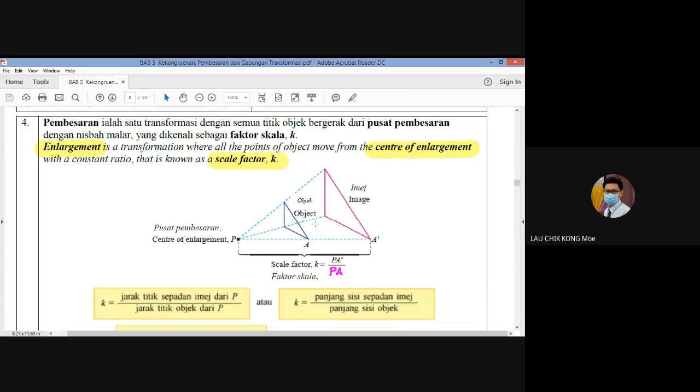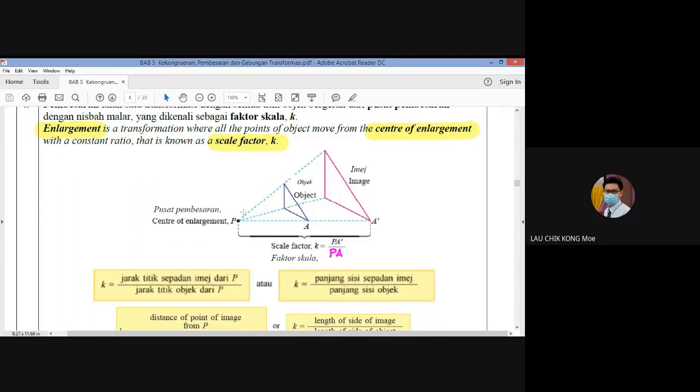Less than 1 means maybe we have a fraction, 1/2, 1/3. Kalau besar jadi kecil, dia punya faktor skala pecahan lebih kecil daripada 1. Kalau objek kecil, image besar, kecil jadi besar, faktor skala dia lebih daripada 1. Okay, nanti kita akan tengok lagi ya. Okay, so this is an example of center of enlargement. Ini boleh tengok daripada buku teks. Saya ambil gambar ini daripada buku teks awal juga.